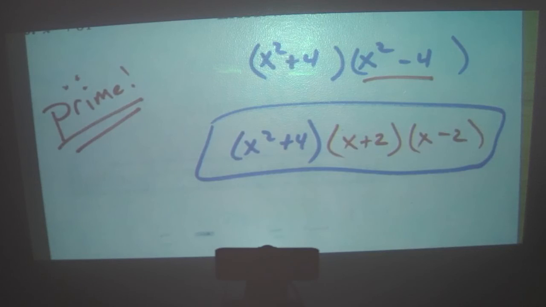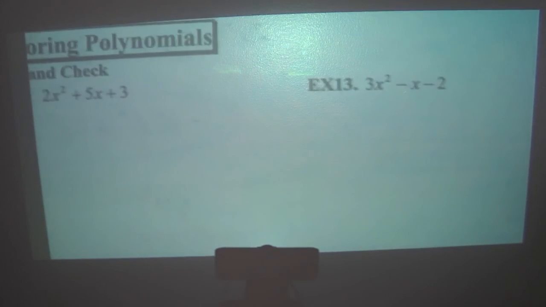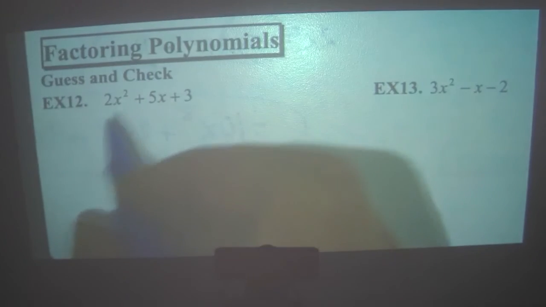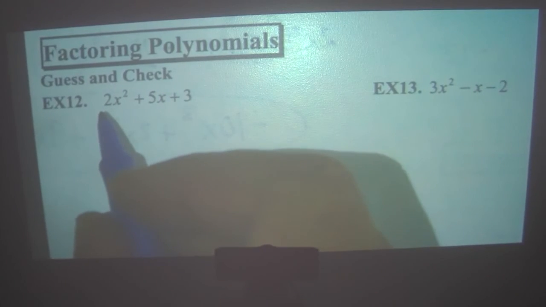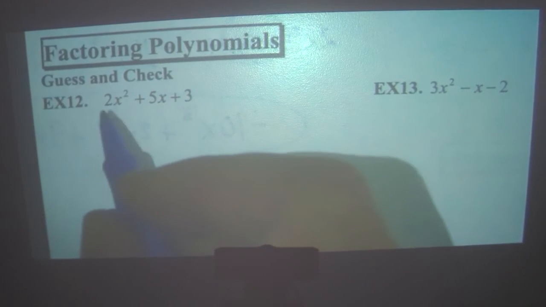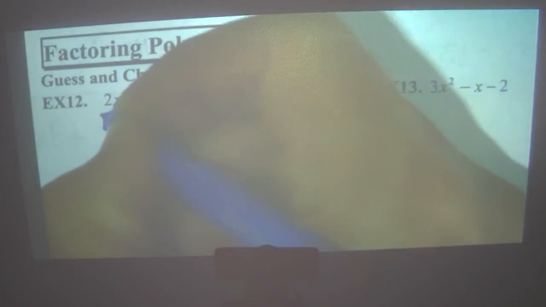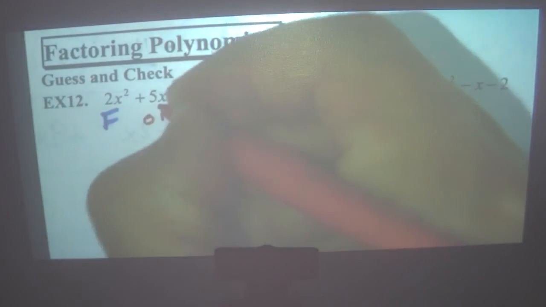All right, let's finish up. Last thing we got to do, a little guess and check here. So last thing, factoring polynomials. I have 2x squared plus 5x plus 3. This is where we say the leading coefficient is greater than 1, so we have a 2 or a 3 or a 6. Okay, so we do it the exact same way. We find factors of F and L, and we got to check our OI term.